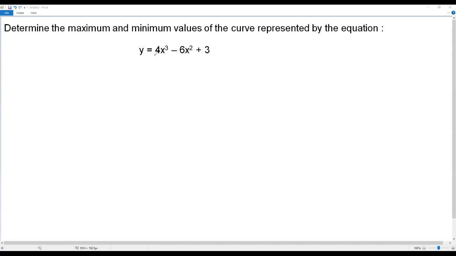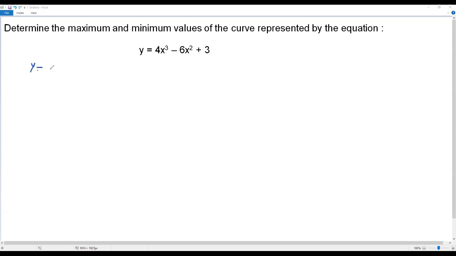My first step is to find the first derivative and second derivative of the given equation. Once I get them, I have to get the critical points or critical numbers. In the third step, I plug the critical numbers into the second derivative and find the maximum and minimum values. Now, first let me find the first derivative.